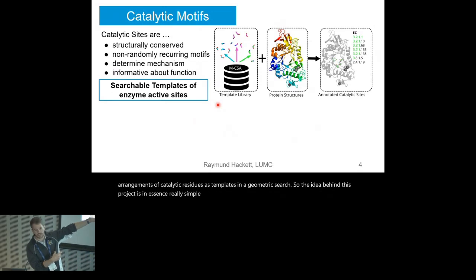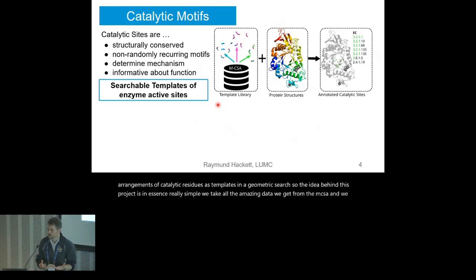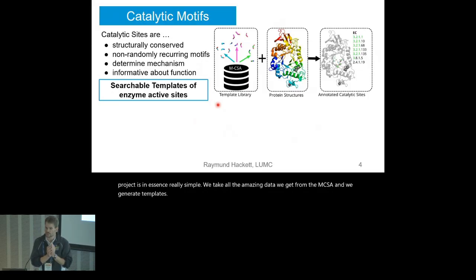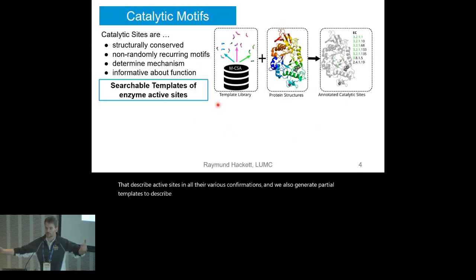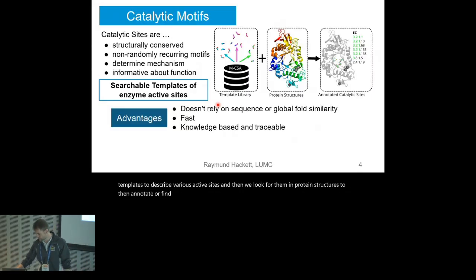We take all the amazing data we get from the MCSA and we generate templates that describe active sites in all their various conformations. And we also generate partial templates to describe various active sites. And then we look for them in protein structures to then annotate or find catalytic sites.